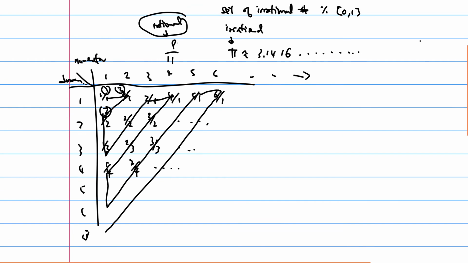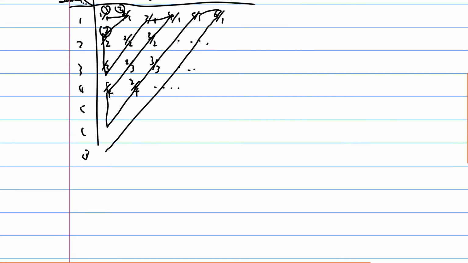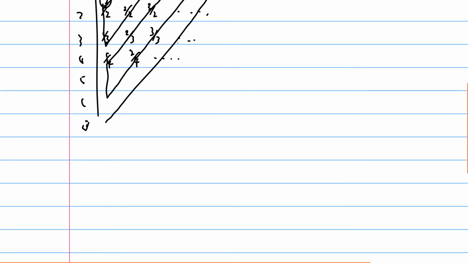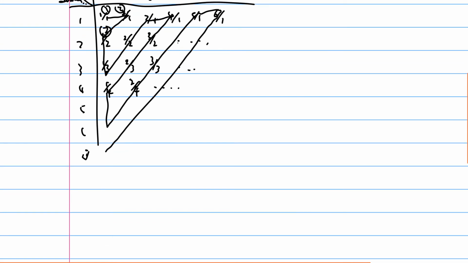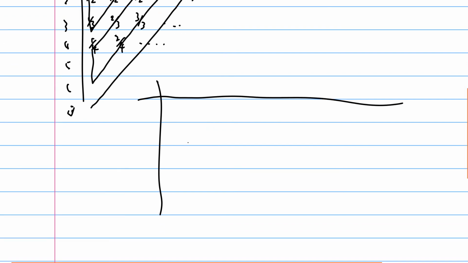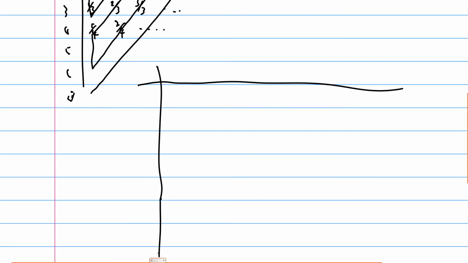Now how about irrational numbers? Irrational numbers are every number that cannot be represented as a fraction, right? So let's just consider all the irrational numbers, because they cannot be represented as a fraction, they will basically have an infinite number of digits after the decimal place.